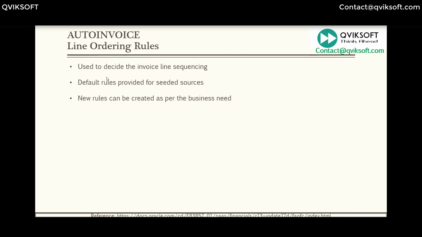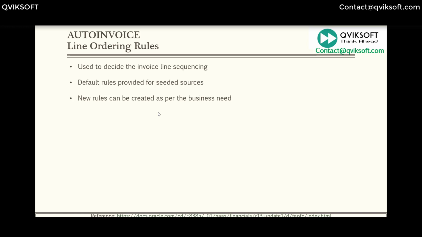This is used to decide the invoice line sequencing. If you have so many lines, what should be line 1, what should be line 2? Default rules are provided for seeded sources, whatever seeded sources they are. You can always define new rules as per your business need. When you define, I'll show you in the system how to define that. You can always add new rules as per your business need.